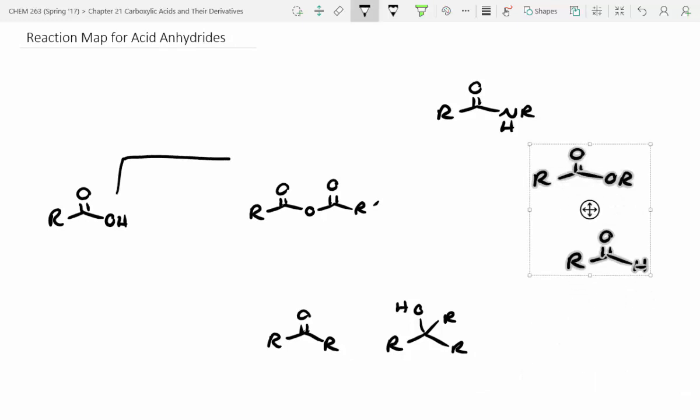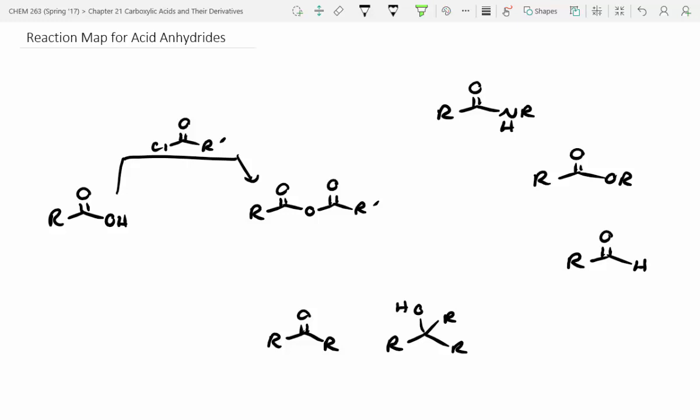Okay, so how can we go from a carboxylic acid to an anhydride? Add the carboxylate to the other one. So we actually need the acid halide, right? Because we're starting with the acid over here. So that's one way to do it. Another way to do it is to use a super high temperature system, but for our purposes, we'll leave that out.